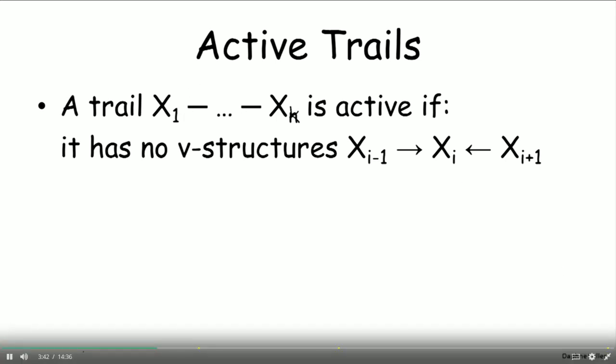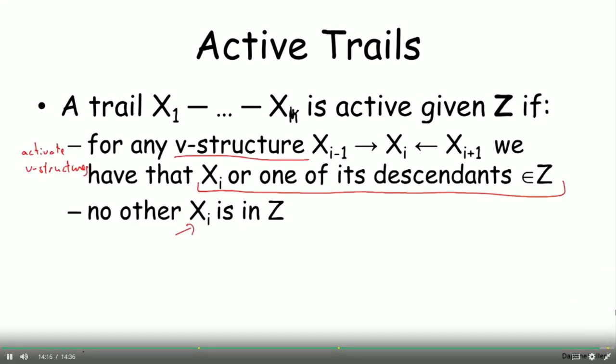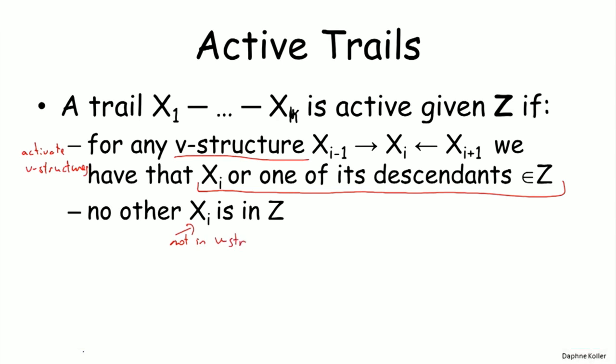We basically saw that in the V structures, xi not in V structures, I mean not at the nexus, the bottom of the V in the V structure. No other xi can be observed.